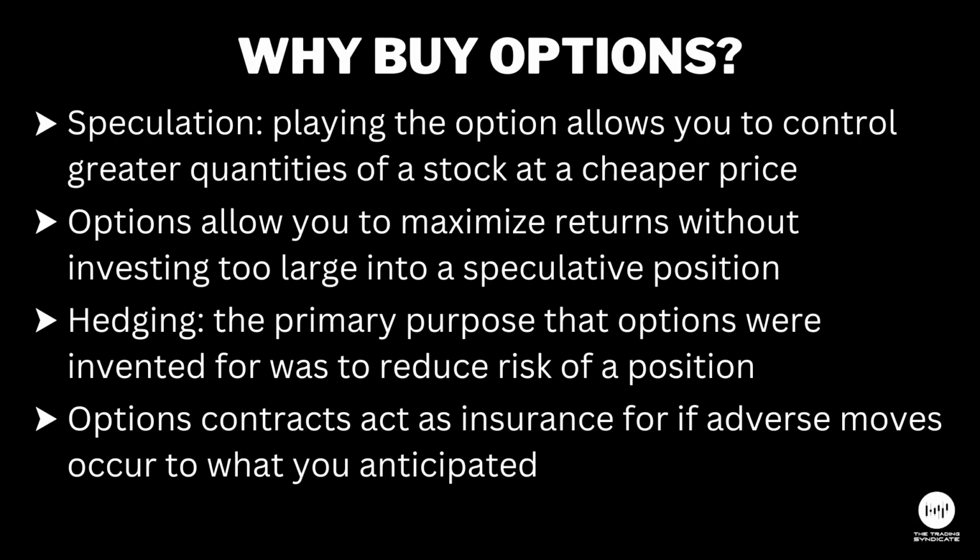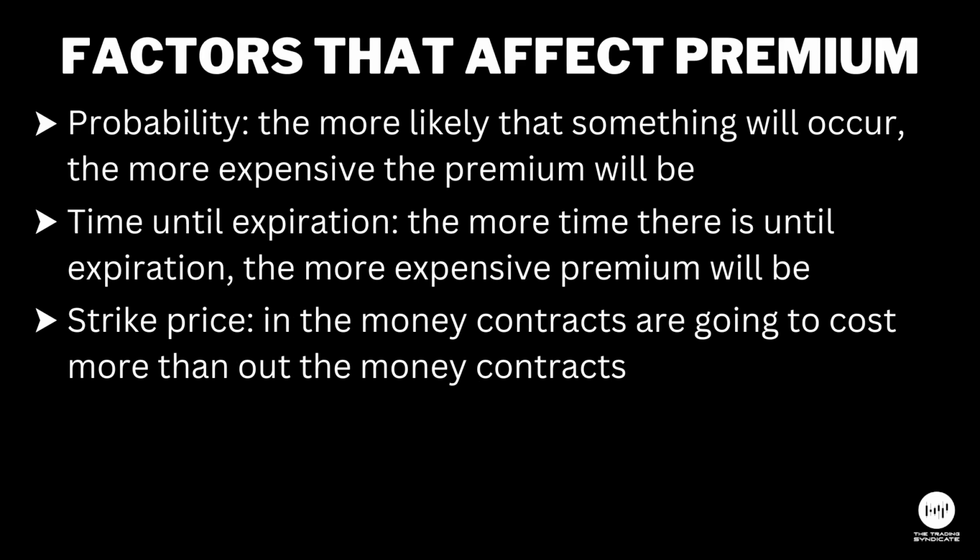Let's talk about some of the key factors that affect the premium of an options price so that we can better understand how they work. The more likely that something is to occur, the more expensive the premium will be for that particular option. Same thing goes for the opposite. The less likely that something is to occur, the less expensive that premium will be for that particular option.